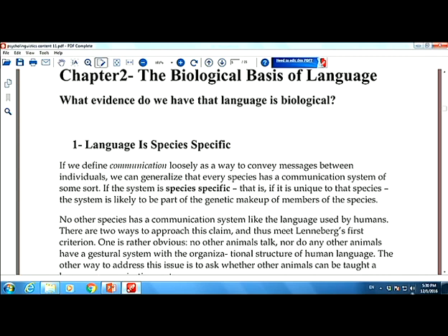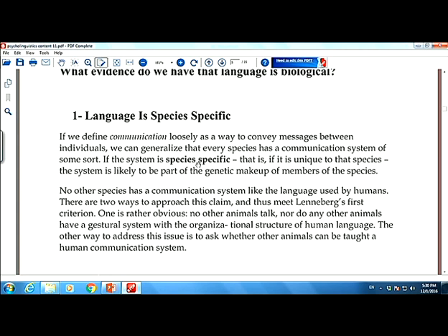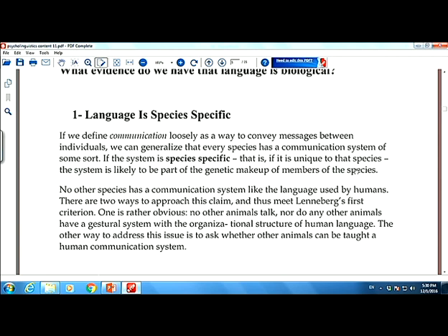Number one, language is species-specific. We talked about that. So, what is meant by species-specific? You need to read this, and you should know. What is meant by species-specific? It is unique to that species. The system is likely to be part of the genetic makeup of members of the species. This is the meaning of species-specific. It is specific to that species.